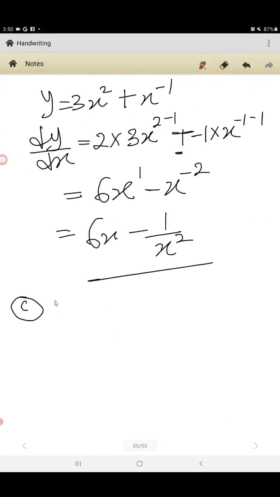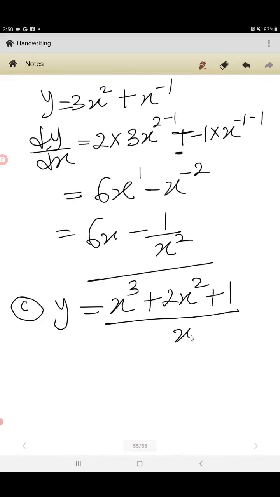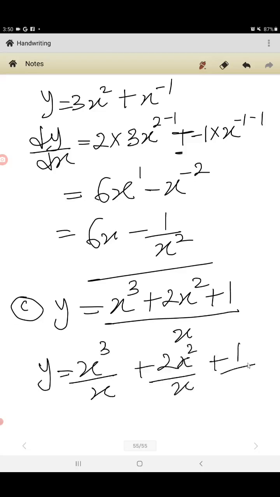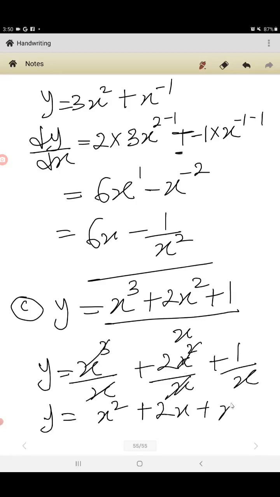It said that y is equal to (x cubed plus 2x squared plus 1) all over x. Here, what you need to do is simplify first before you continue, which will give x cubed over x plus 2x squared divided by x plus 1 divided by x. So if this cancels this, y will be x squared. This will cancel this, plus 2x plus x raised to the power minus 1.